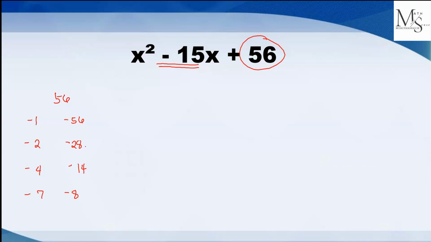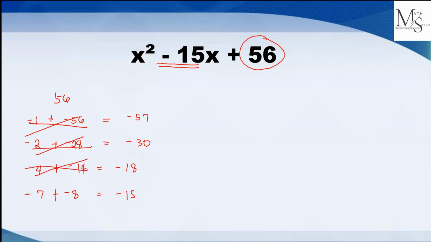Now, let's see which one would give us a sum of negative 15. Negative 1 plus negative 56 is negative 57. The second factors' sum is negative 30. Third set of factors would be negative 18. And negative 7 plus negative 8 is negative 15. We cannot use the first three sets of factors, but we can use negative 7 and negative 8. Hence, the factors of our general trinomial would be x minus 7 and x minus 8.